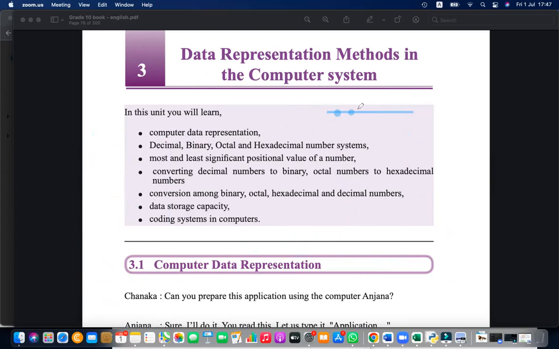These melted places are called pits. Okay, if you want to represent letter A: melted, not melted, not melted, not melted, not melted, not melted, and melted. So this will be read as 1, 0, 0, 0, 0, 0, 1. So this is the representation.